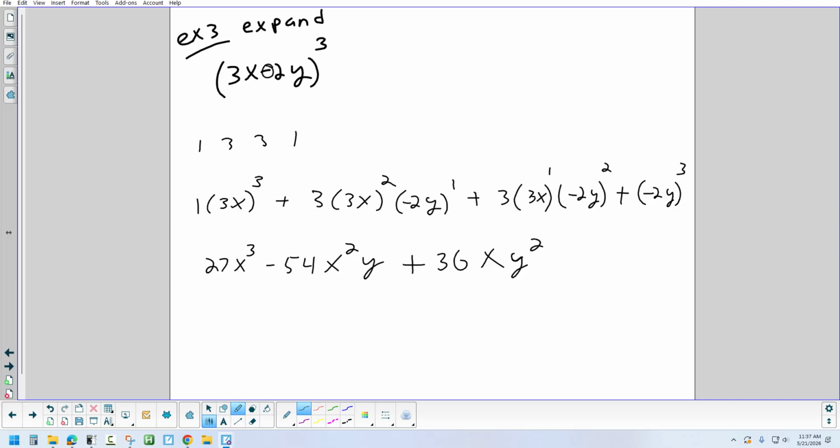Okay, and the last one. What's negative 2y cubed? Negative 8y cubed. Right. So this particular expansion alternates between positive and negative. That generally will happen when you have a minus in the original problem. Okay. Any question on that?